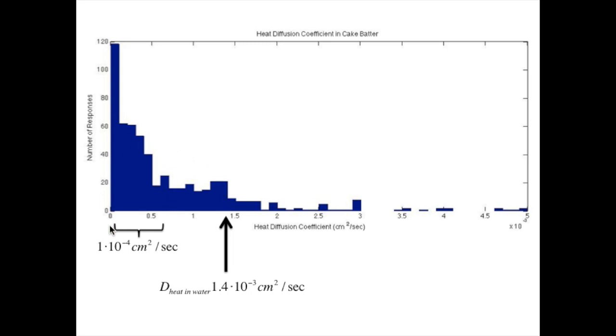It's interesting, though, that many of you have heat diffusion coefficients that are quite a bit lower, about 10 times lower or so, than that of water. And it's interesting to think about why this is, and I invite all of you to discuss this in the discussion forum. But one reason, of course, is that cake batter is not all water. It's also flour and eggs. And so it's not impossible that this affects the coefficient somewhat.